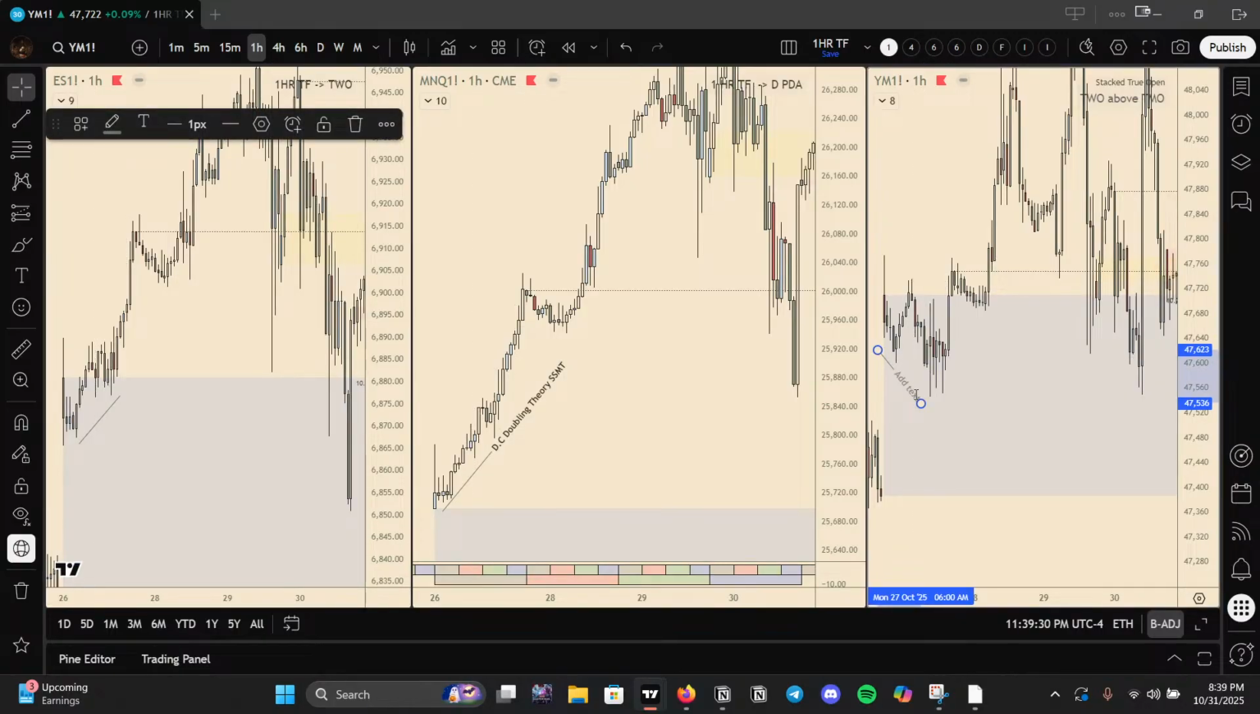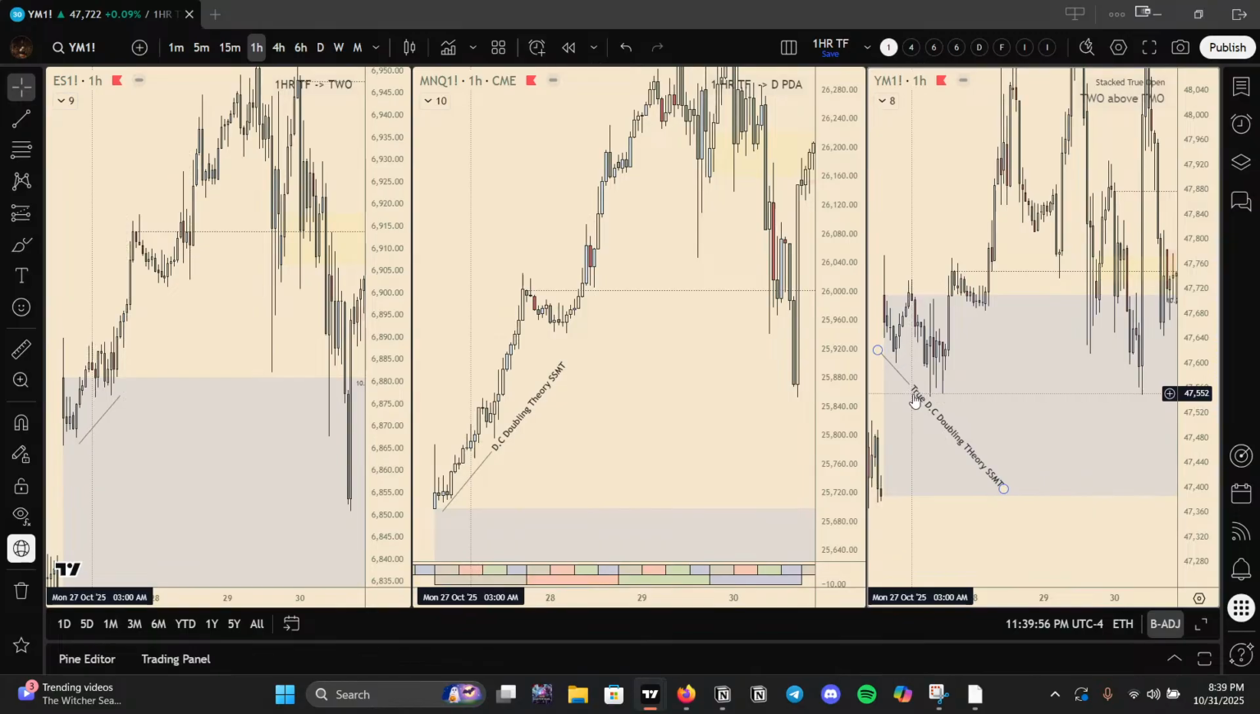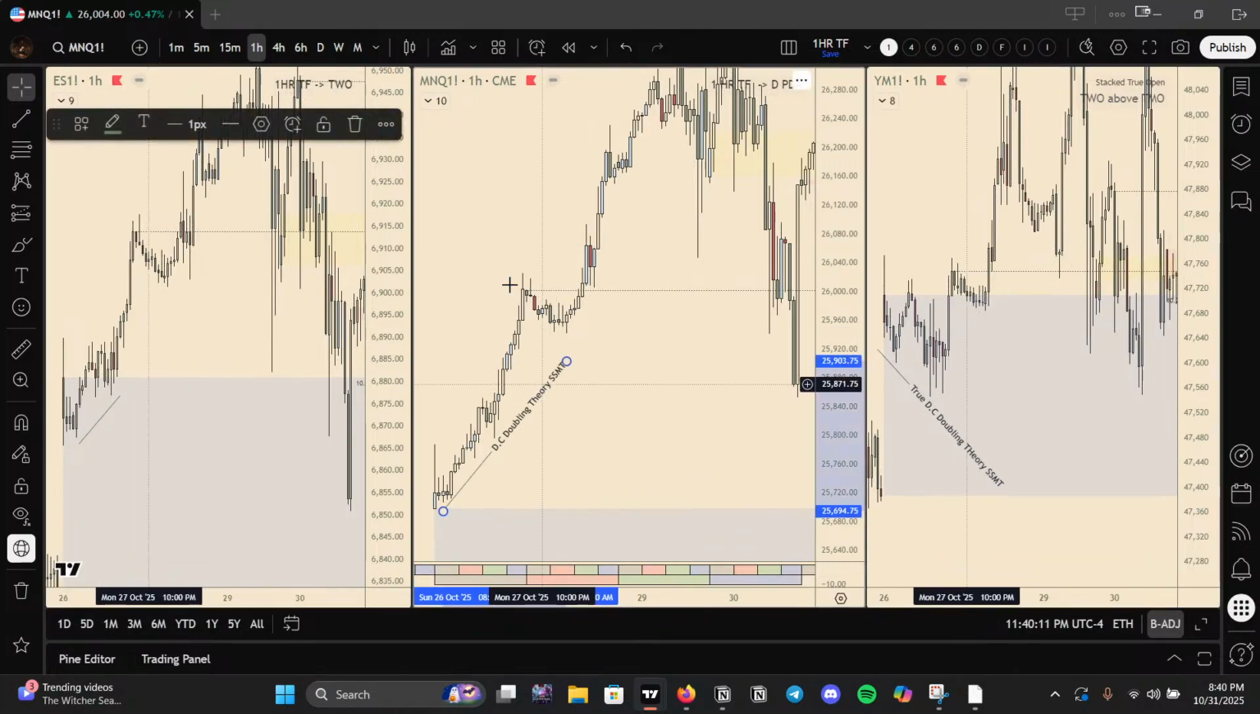Which also makes this, well, actually this would be considered a true daily cycle doubling theory. Sequential SMT. If you wanted to get super technical, that's what this is. Reason it's a true sequential SMT is because of the fact that Dow was the only asset to turtle soup while these didn't, so that makes it even a higher probability sequence.